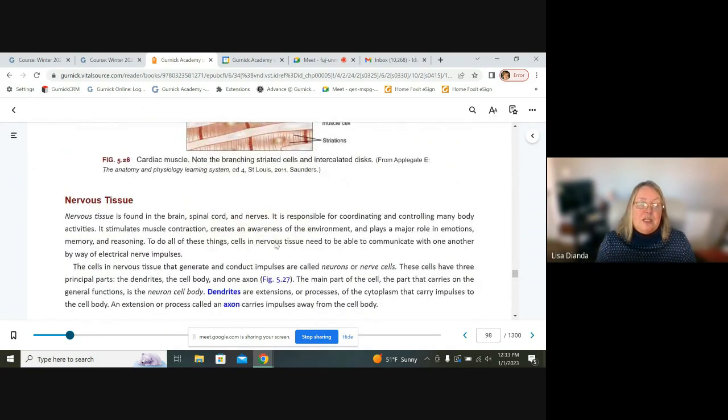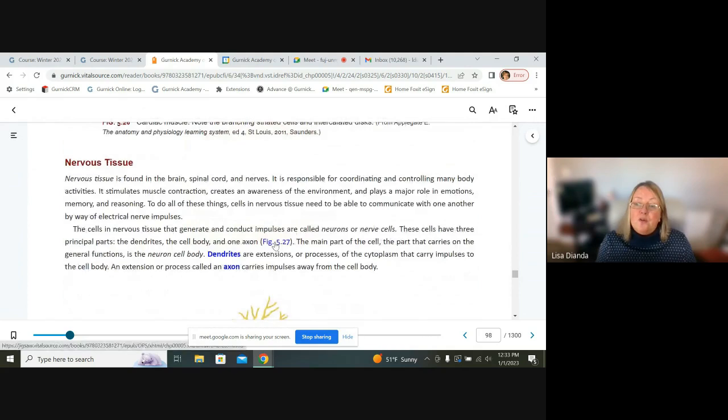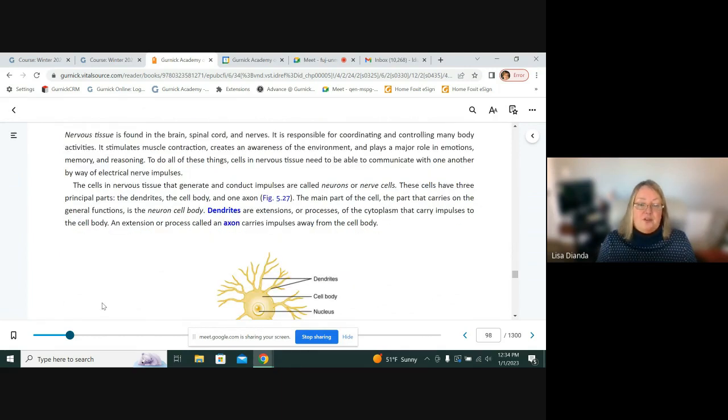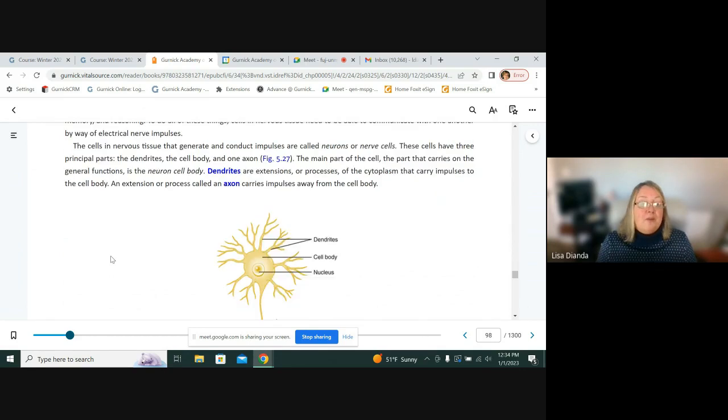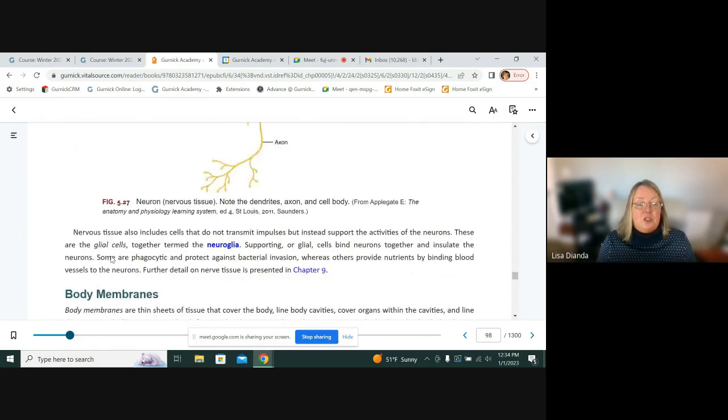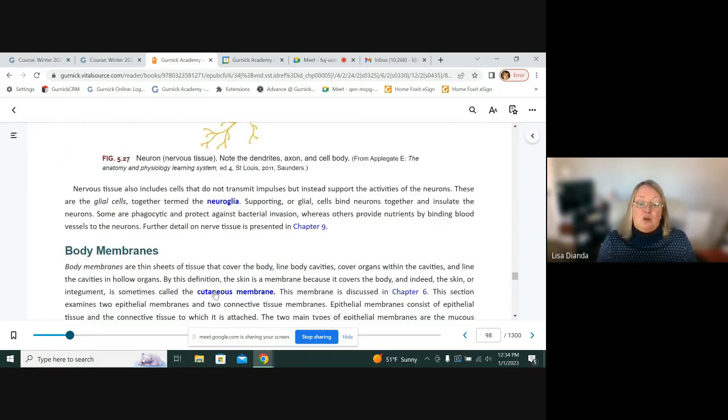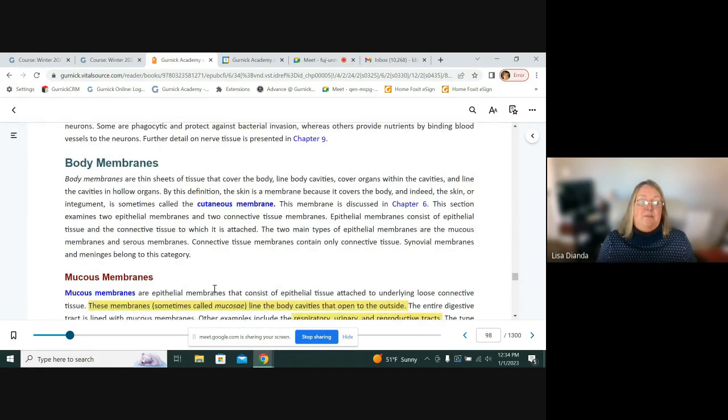Nervous tissue is found in the brain, the spinal cord, and the nerves. It coordinates, controls, and stimulates muscle movement. It plays a major role in emotions, memory, and reasoning. Cells in the nervous tissue that generate impulses are called neurons or nerve cells, and you will learn more about this when we get to the nervous system. There's a type of sticky material that keeps the nerves connected and supported, which is called neuroglia. Again, you'll learn more about that when you get into the nervous system.